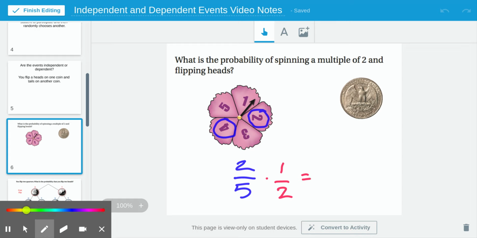2 times 1 is 2. 5 times 2 is 10. And then if we simplify that fraction, we'd get 1/5. So the probability that we get a multiple of 2 and heads would be 1 out of 5 chances.